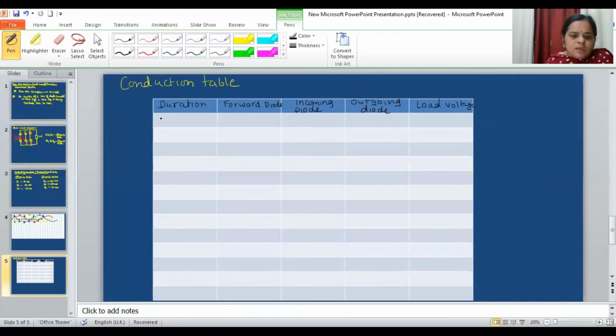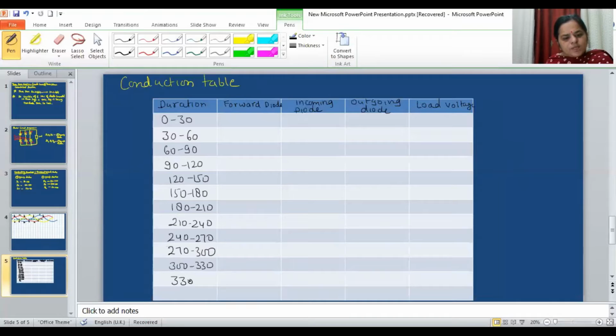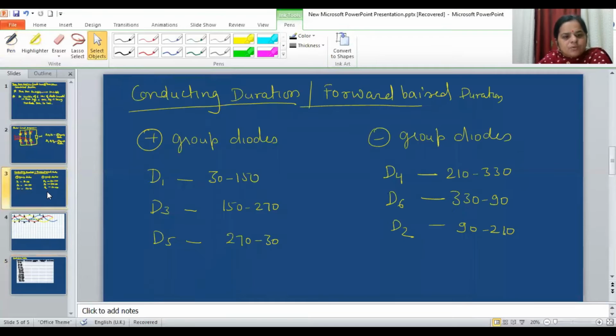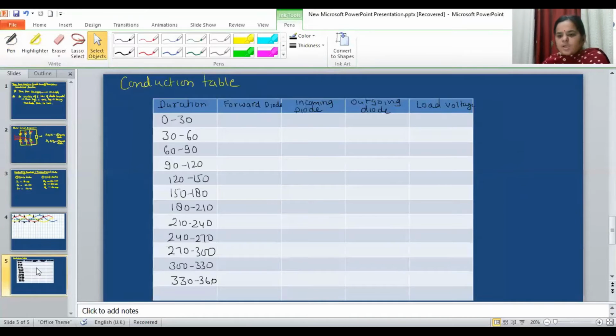Now we write the duration at an interval of 30, starting from 0 and ending at 360. So this is how we write the duration. Now, in what duration which diode will be forward biased, we are going to calculate with the forward bias durations. Just for easiness, I am going to write them here on this slide also, so that it will be faster to identify the duration.